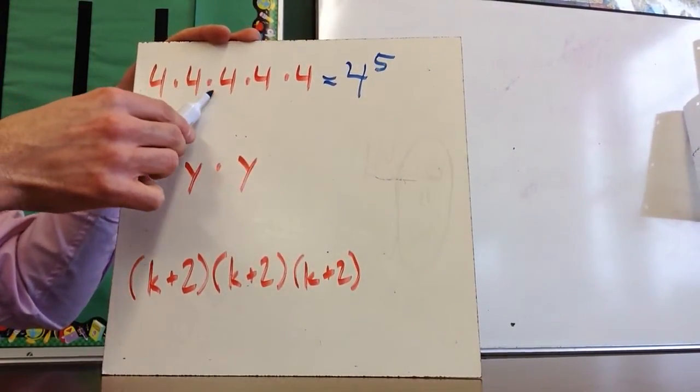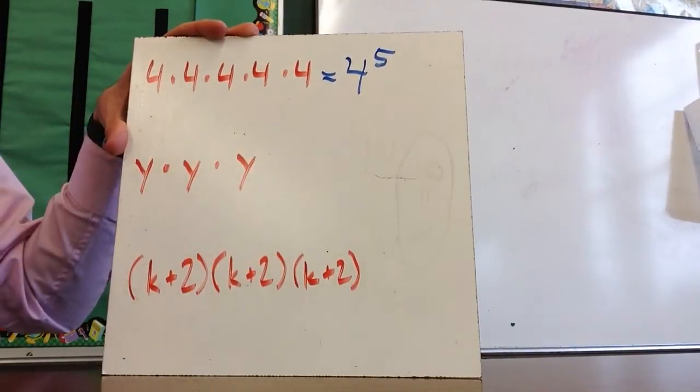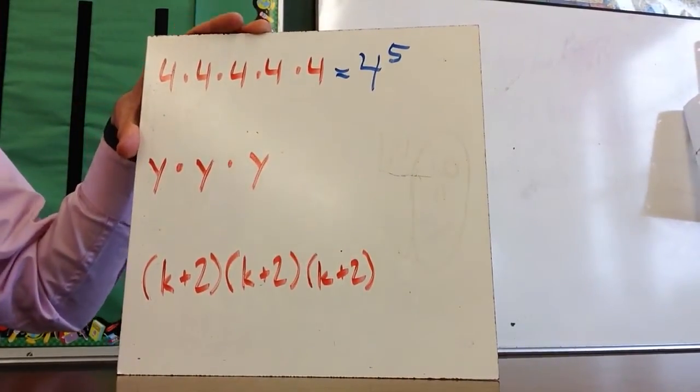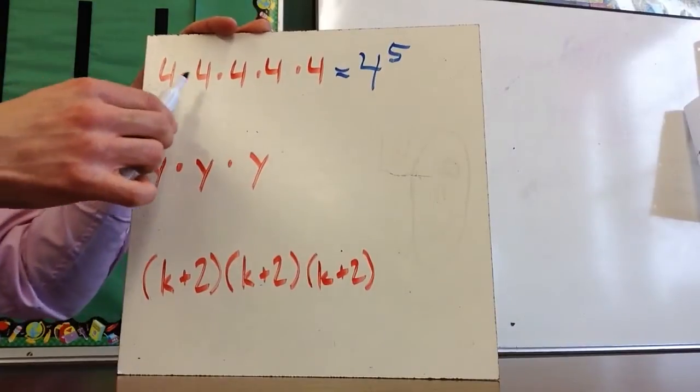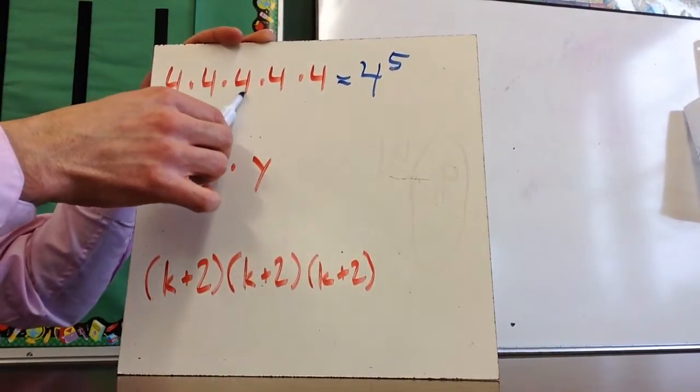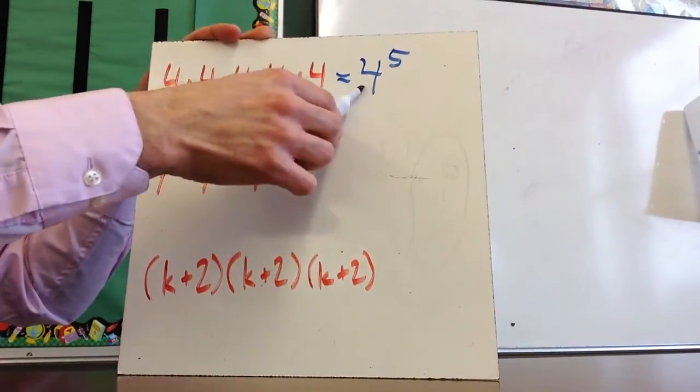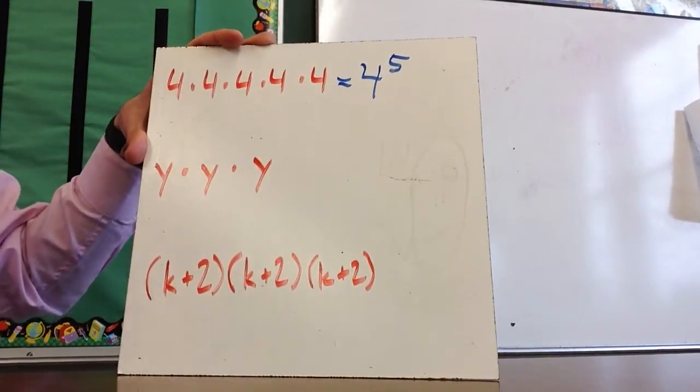4 plus 4 plus 4 plus 4 plus 4 would equal 20, and that would be the same as 5 times 4. But this is 4 times 4 times 4 times 4 times 4. Okay, so this is 4 times itself 5 times.